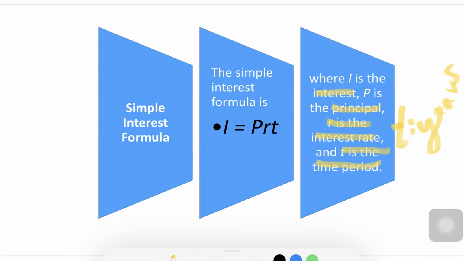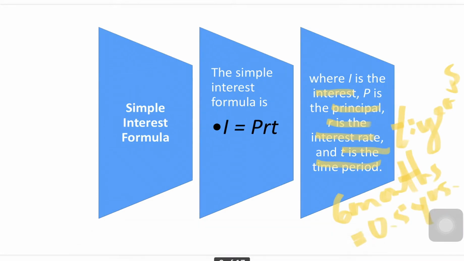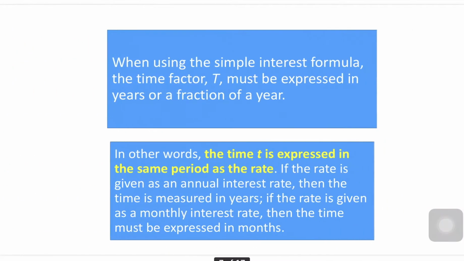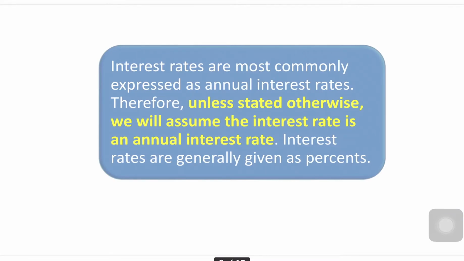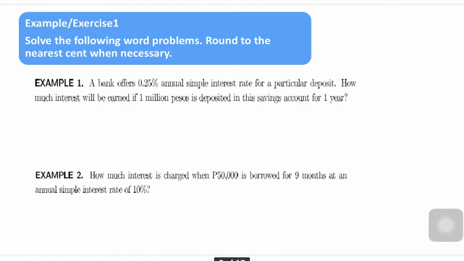T is in years. So if T is given in months or days, you should convert that into years. For example, if you're given 6 months, that is equivalent to 0.5 years. T must be in years. Interest rates are most commonly expressed as annual interest rates. So therefore, unless stated otherwise, we will assume the interest rate is annual. So let's go to some examples.